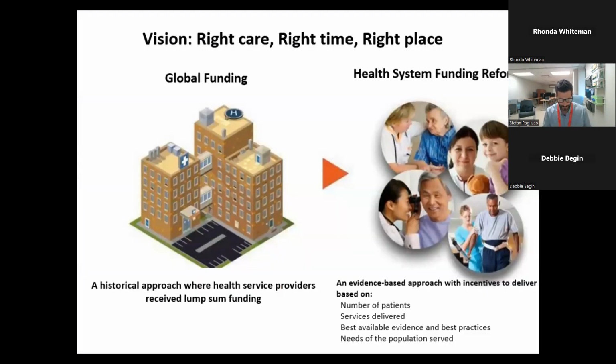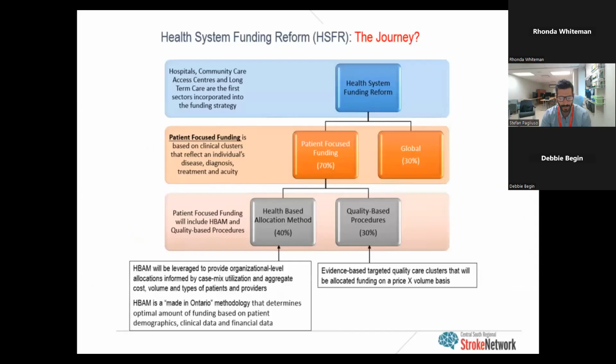That's great, Rhonda. So healthcare funding has moved from global funding, which is a historical approach where health service providers received lump sum funding, through health system funding reform, which is an evidence-based approach with incentives to deliver quality-based care based on the number of patients, services delivered, best practices, and the needs of that population. So if we go to the next slide, there's a diagram here that helps describe this.